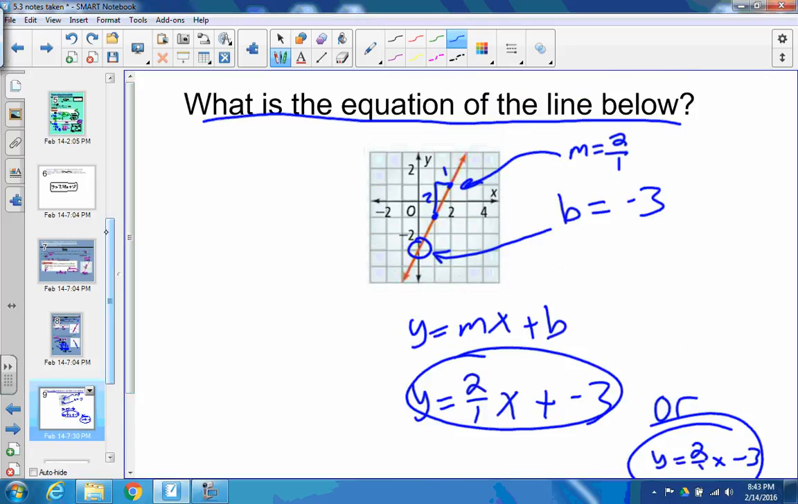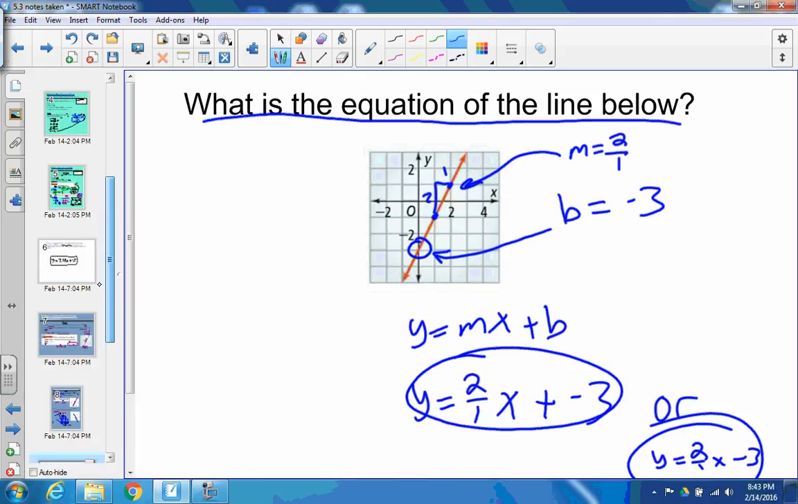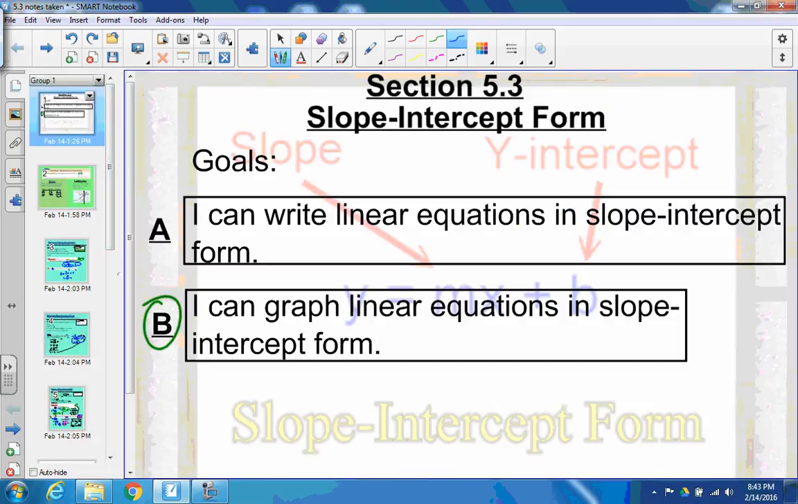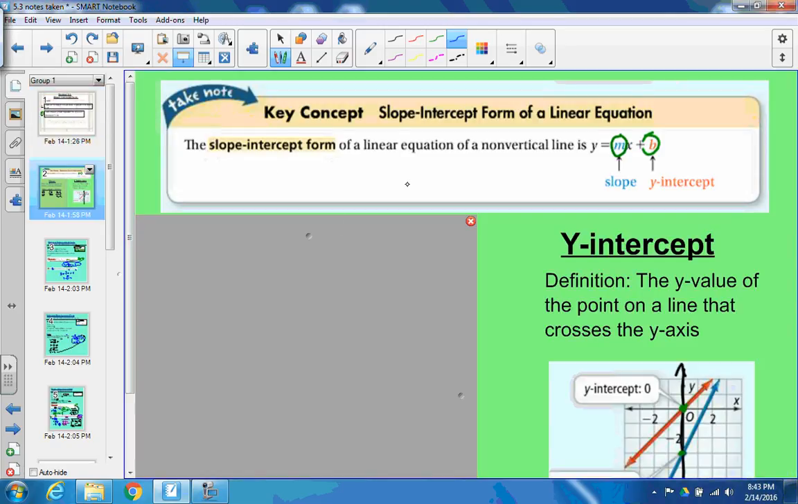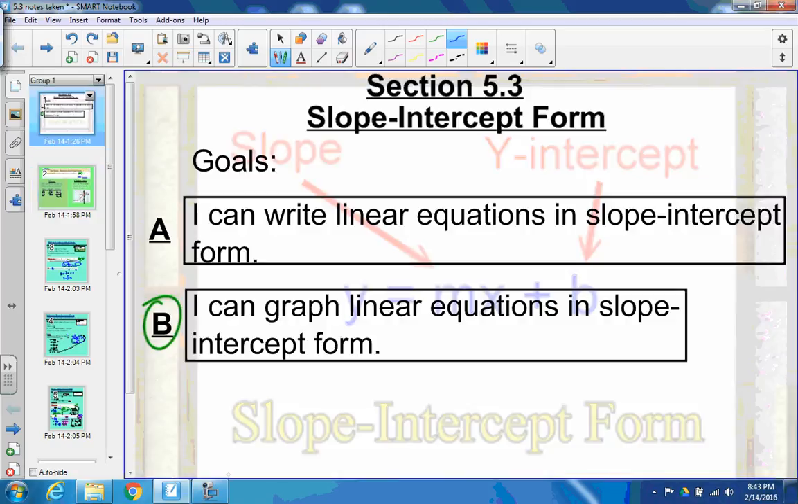So there you go. I hope you enjoyed it. Make sure you take quality notes on both of those parts. And again, that's the second part with graphing linear equations in slope-intercept form. Don't forget, slope-intercept form: y equals mx plus b. M is the slope, b is the y-intercept. Enjoy the rest of your day.